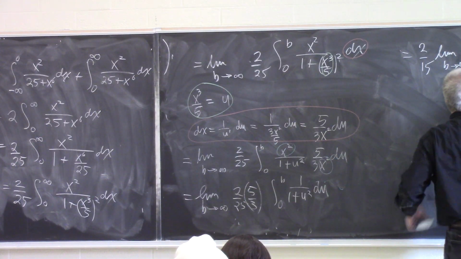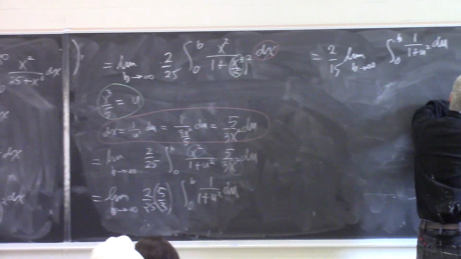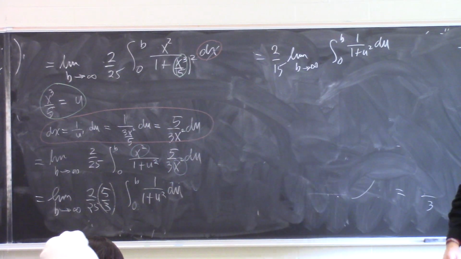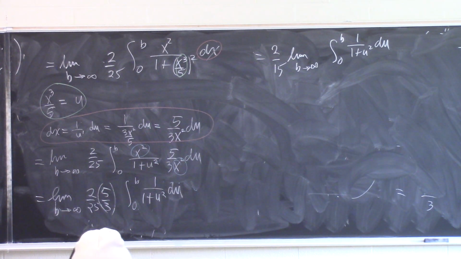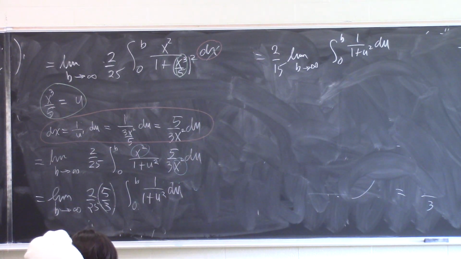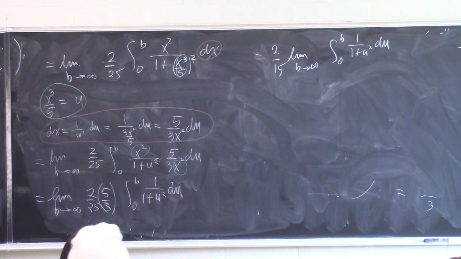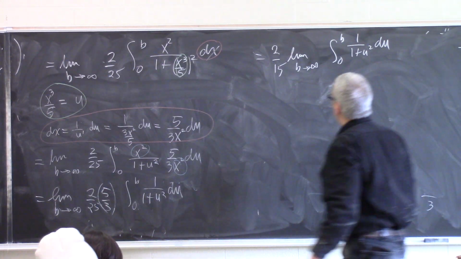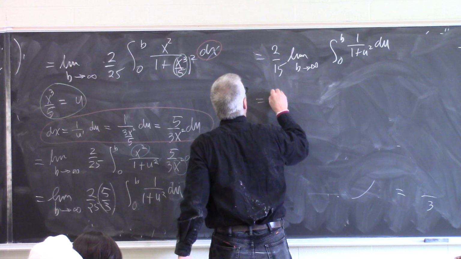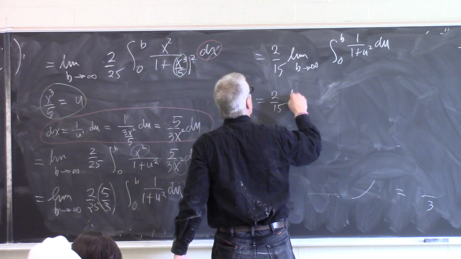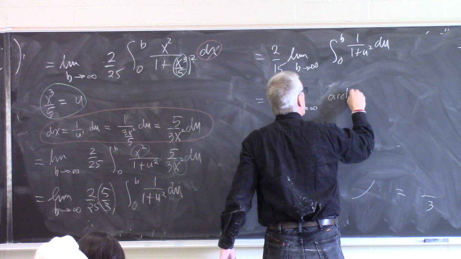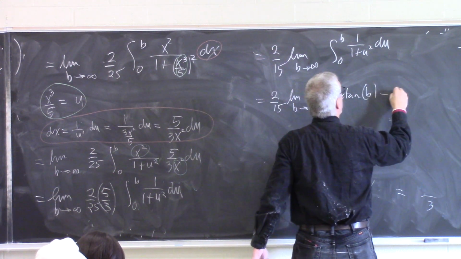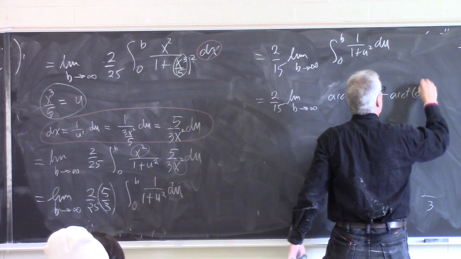squared. All right, so who remembers what the integral of 1 over 1 plus u squared is? Marcy's got a hand up. I want to get like 5 hands in the air. Liam. Yeah, wonderful. So this is 2 over 15, the limit as b goes to infinity of arctan b minus arctan 0.